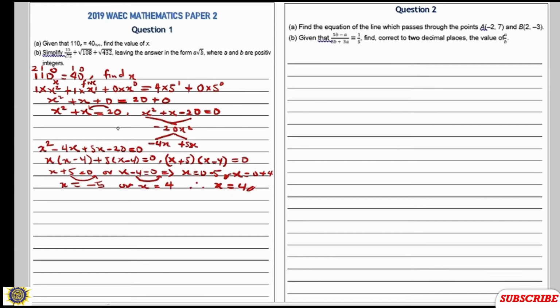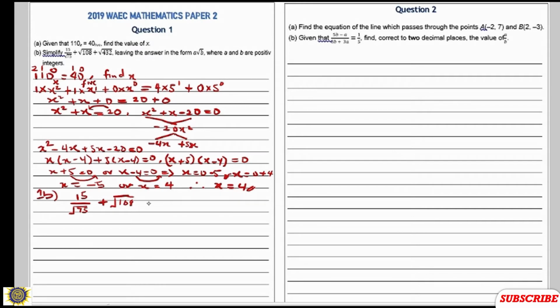So that's that about question number 1A. Now let's move to question number 1B. This question 1B says simplify 15 all over root 75. This is root 75. 15 over root 75 plus root 108.